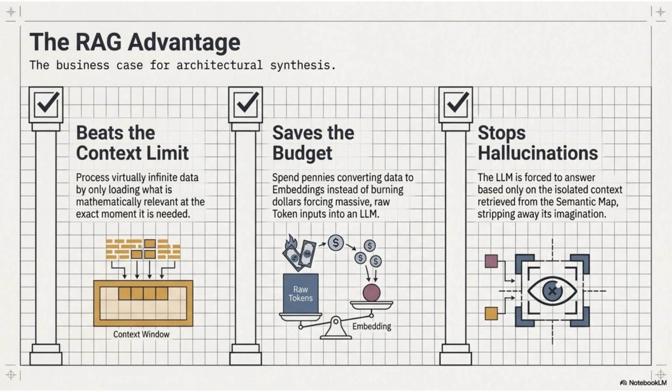Second, it saves the budget. You spend pennies converting data to embeddings instead of burning dollars forcing massive raw token inputs into an LLM. The scale on this slide shows the dramatic cost difference between raw tokens and embeddings. Third, and perhaps most importantly, it stops hallucinations. The LLM is forced to answer based only on the isolated context retrieved from the semantic map, stripping away its imagination. This is how enterprises build AI systems they can actually trust.